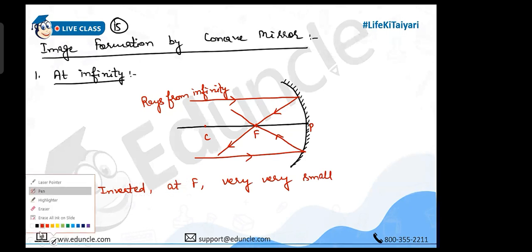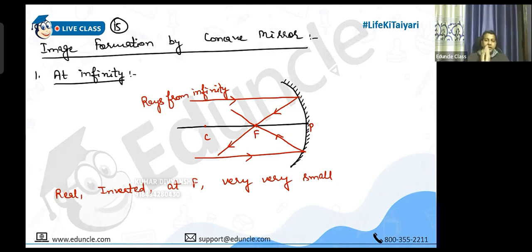Yes, sir. Second case. Now we keep on moving the object towards the pole, and we will see that there will be a shift in the position of the image. As the object is moving nearer to the mirror, the image starts shifting away from the mirror. So now it was formed at the focus, and in the second case, you will find that it will form between f and c.